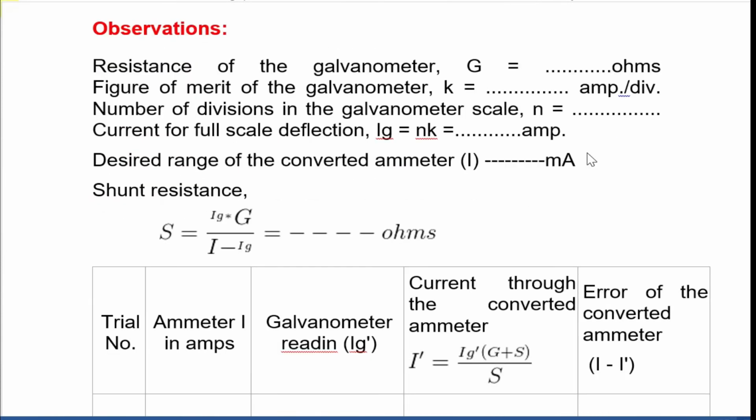Observations: resistance of the galvanometer G is equal to dash ohm. Figure of merit of the galvanometer K has to be calculated. Number of divisions in the galvanometer scale N has to be noted, and the current for full scale deflection Ig is equal to N into K is equal to dash ampere. Decide the range of the converted ammeter I is equal to dash milliampere. Shunt resistance has to be calculated with the help of the formula S is equal to Ig into G by I minus Ig. It should be in ohms.